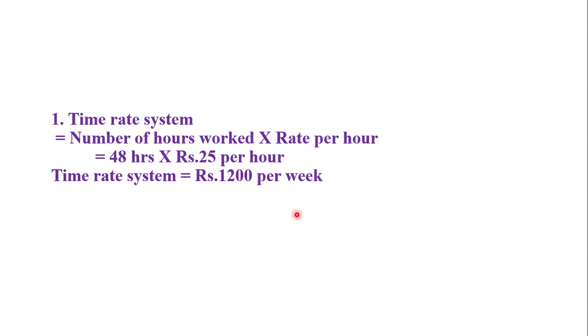Next, we have to calculate the wages under the time rate system. What is the formula? Number of hours worked into rate per hour. The number of hours worked by the employees is 48 hours into rate per hour, which is 25. So wages under the time rate system is rupees 1200 per week.